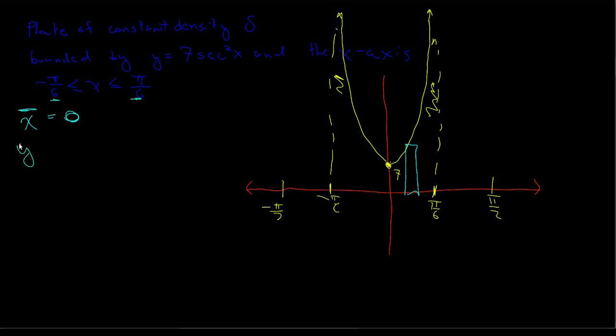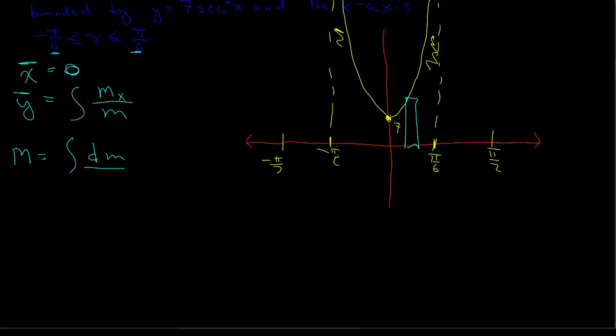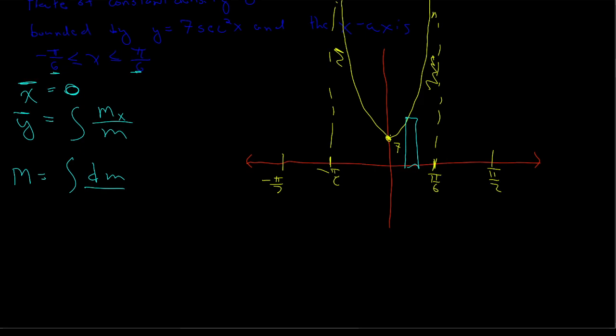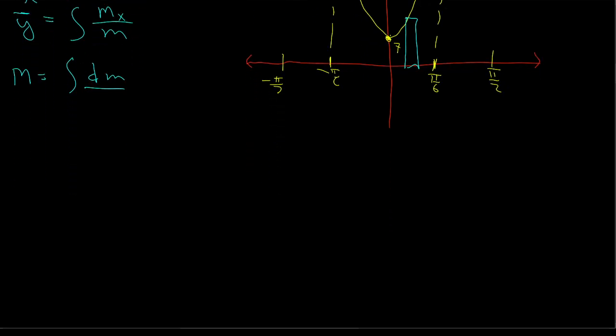So what we need to do is find y bar, which is the moment about the x-axis divided by mass. And so our mass will be dm integrated. And so we need to work out dm. And from there we can build our other rectangles. So this is our setup. We already have one of the coordinates. We know x is 0, so we really need to focus on Mx, the moment about the x-axis, and the mass function.